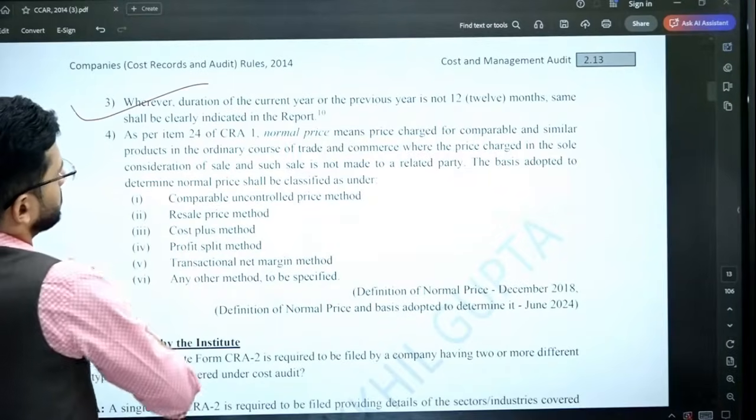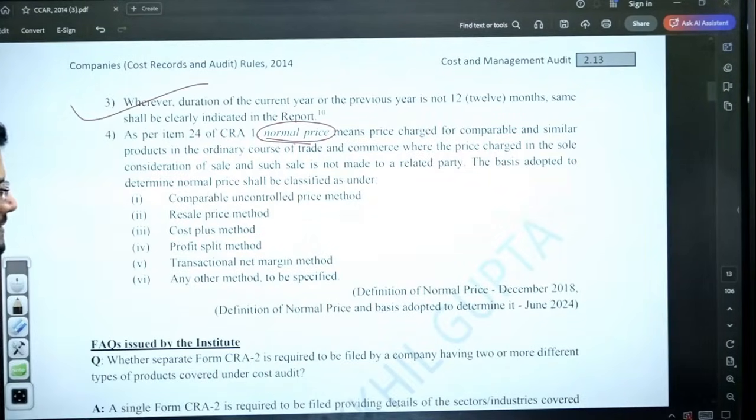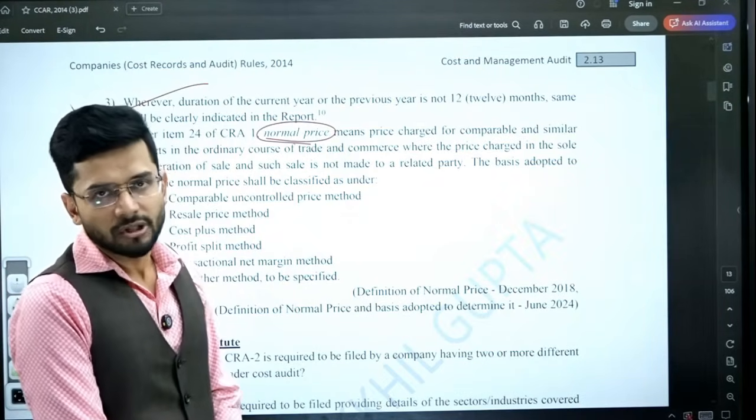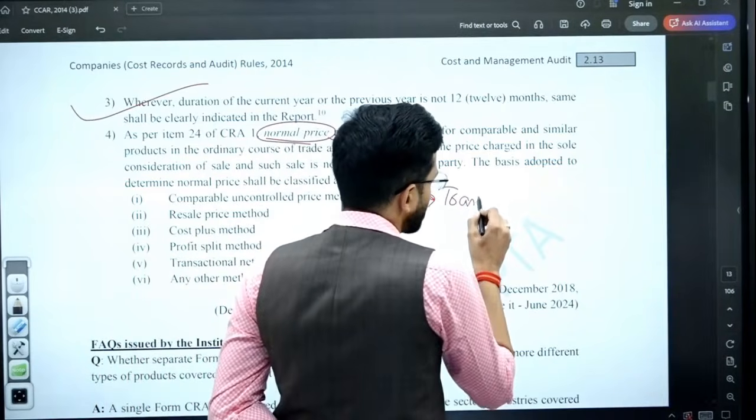Okay, this is the duration of the company. Now one very important definition which has been asked in the examination several times: the normal price. What is the definition of normal price according to the cost audit? This definition is absolutely the same as in transfer pricing.